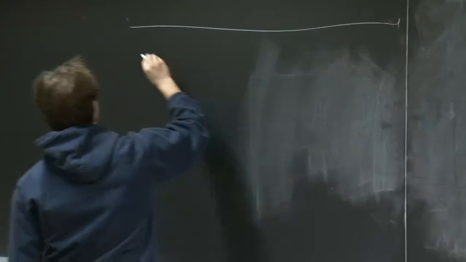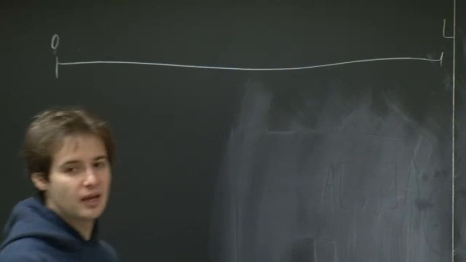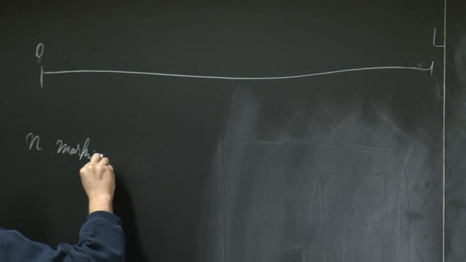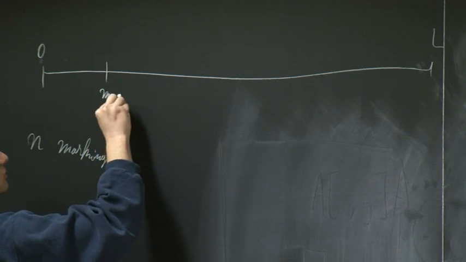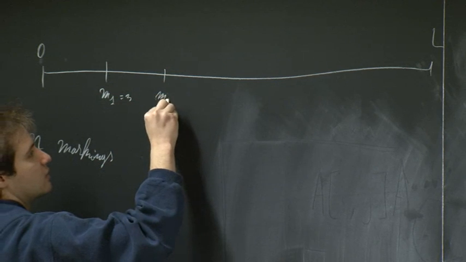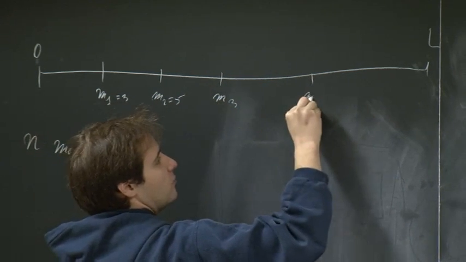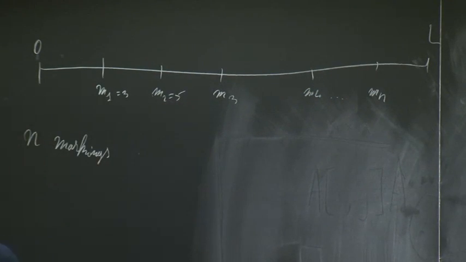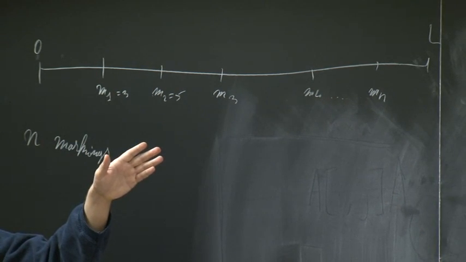So we have a piece of wood that is L meters long. And we have N markings. So say the first mark is at 3 meters. The second mark is at 5 meters, so on and so forth. M3, M4, all the way up to Mn. So we want to cut this piece of wood at all the markings.